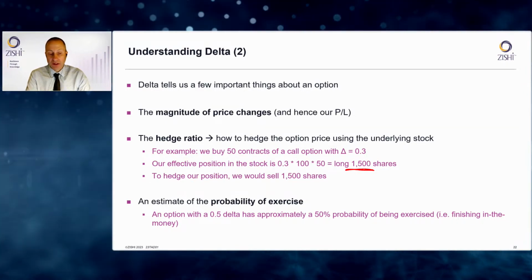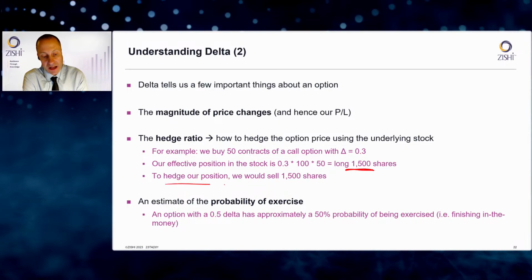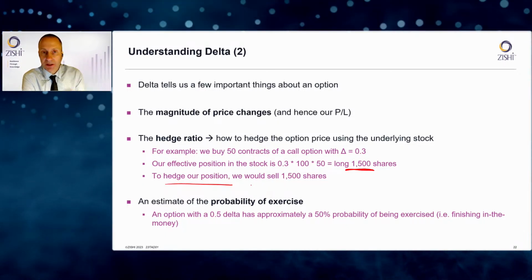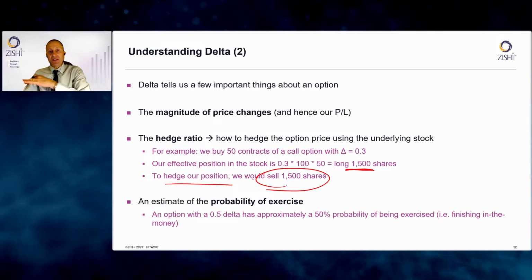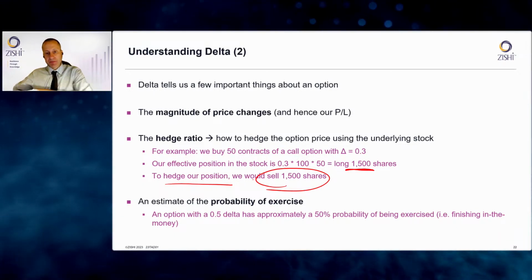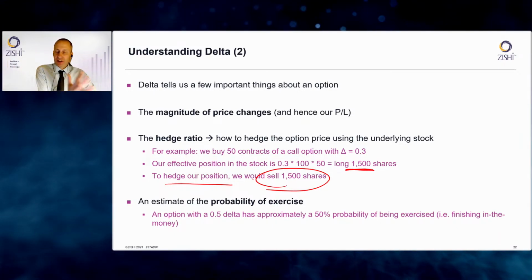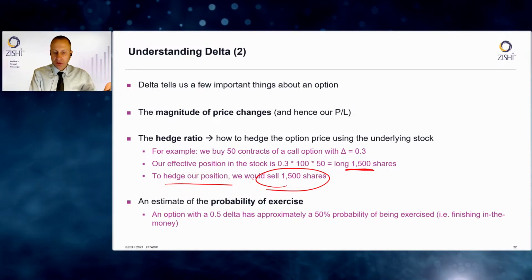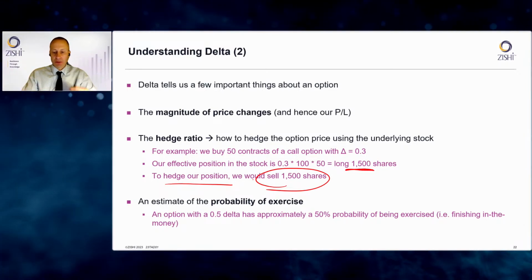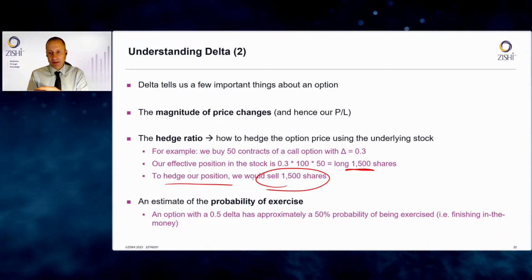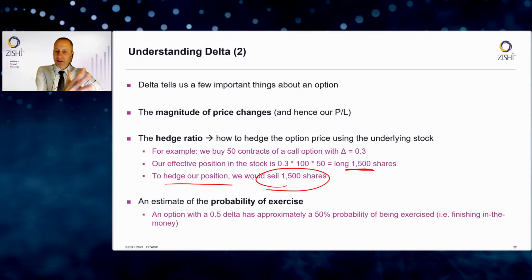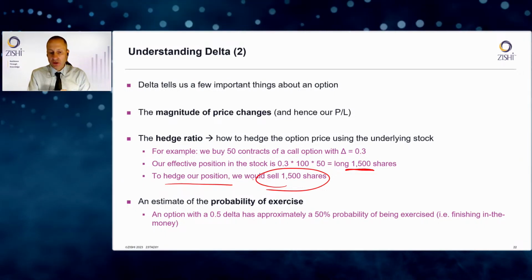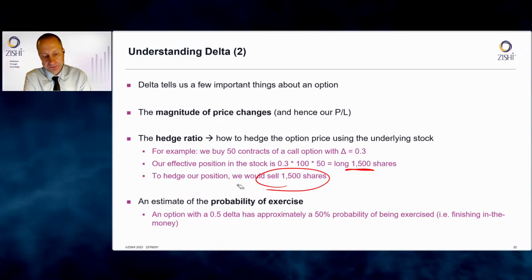And the reason we call this the hedge ratio is if I wanted to hedge my position now, as in reduce my risk down to 0, then I would sell 1,500 real shares against my virtual long position that's coming through the call option. So when people hedge their option risks, they're using their delta to take an opposing position in the stock, which offsets the effective position that the call option or the put option is giving them.